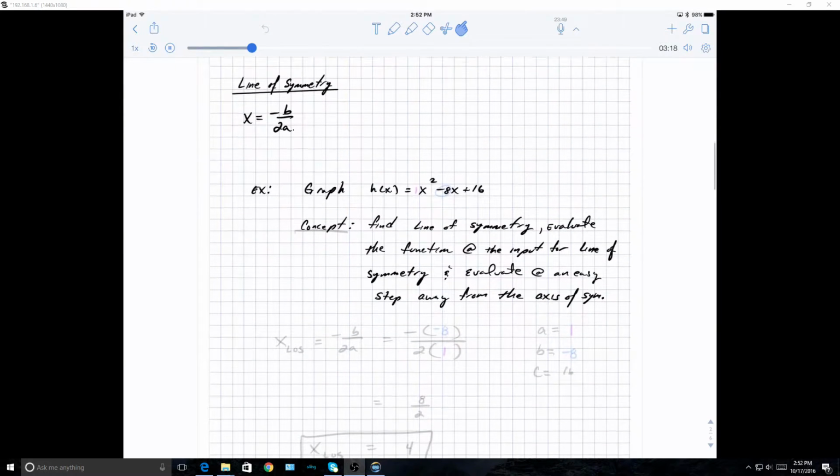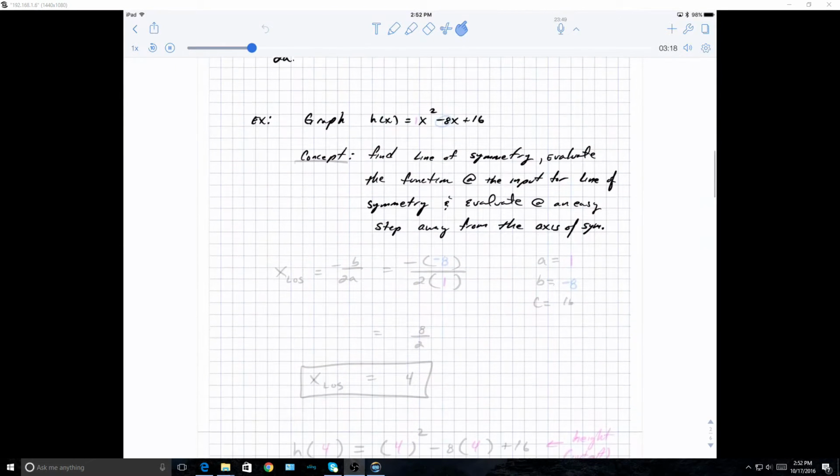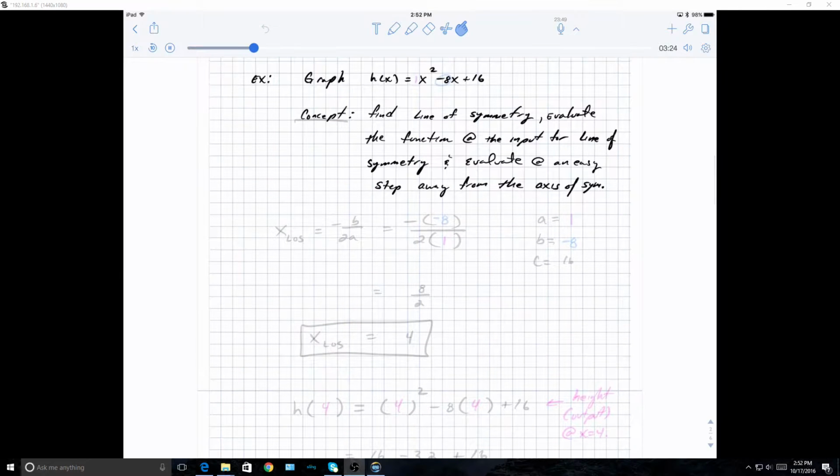So here we have an example, h of x is equal to x squared minus 8x plus 16. Now, I'm going to look at this as the fundamental way of finding the line of symmetry, or the axis of symmetry. We're going to evaluate the function at the input for that line of symmetry, and then we're going to make an easy step away from the axis of symmetry and evaluate that function so that we can get the 3 points needed to graph the parabola in this case.